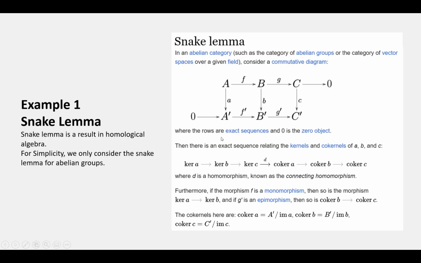Let's say we want to prove the snake lemma. The snake lemma is a result in category theory. So we have this commutative diagram. For example, this square means F composed with B is equal to A composed with F prime. The details are not important. You just need to get a general idea of what this problem is.